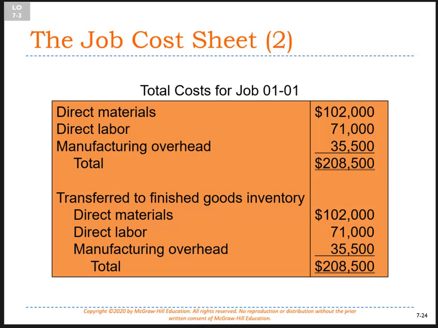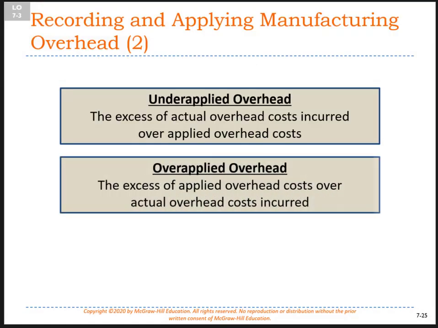So there's our job cost for 0101. It was transferred to finished goods inventory but was not sold. Okay, so that's why it's still in finished goods inventory. Remember, that doesn't happen very often. Most jobs are sold right away after being finished.